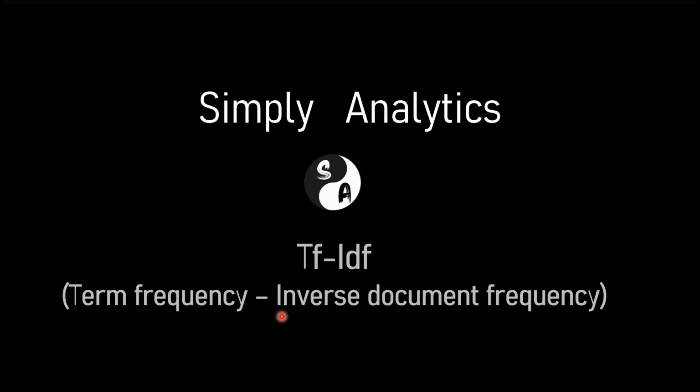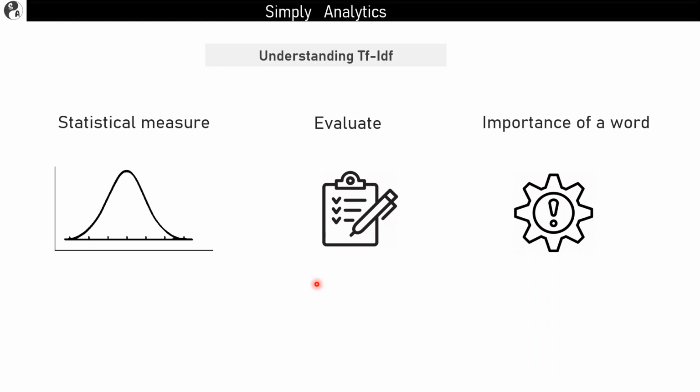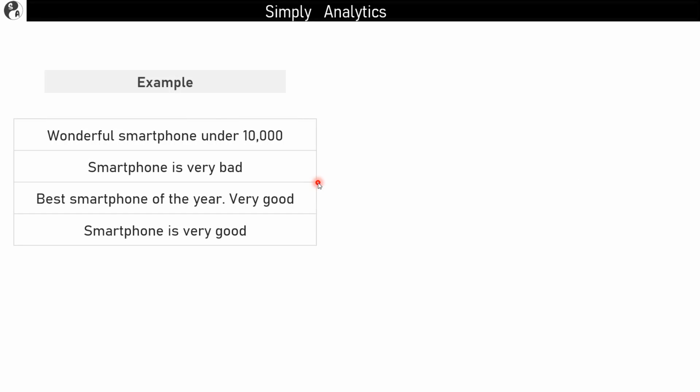Okay now, what is Tf-Idf? Tf-Idf stands for Term Frequency Inverse Document Frequency, also called Tf-Idf weight. This weight is a statistical measure used to evaluate how important a word is in a set of documents, or what we call a corpus. To understand this concept better, let us see a small example.